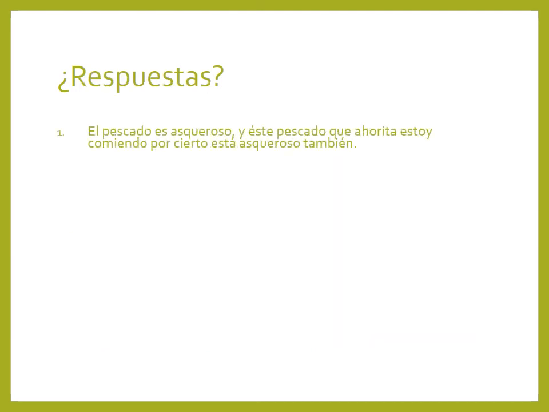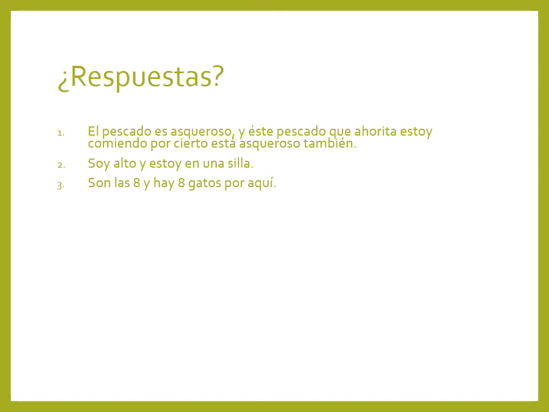Respuestas. The answer to number 1 should be something along these lines. El pescado es asqueroso. Este pescado que ahorita estoy comiendo, por cierto, está asqueroso también. El pescado es asqueroso. You're describing fish in general, what you consider an objective judgment by most people. Whereas the second one is a specific plate. That's going to be estar. Soy alto y estoy en una silla. Descriptions and locations.